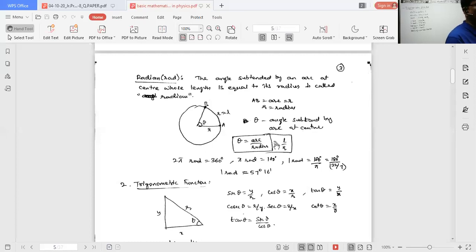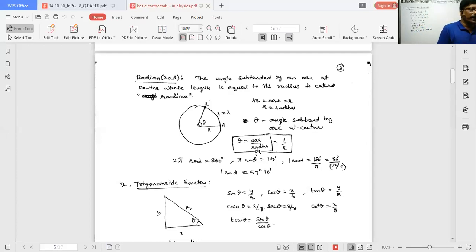That is, arc means L, radius means R. If the length of the arc is the same as the radius, then theta is equal to 1 radian. So how can we define the radian? The angle subtended by the arc at the center whose length is equal to its radius. Then L and R cancel, and theta is equal to 1 radian. That is called a radian.